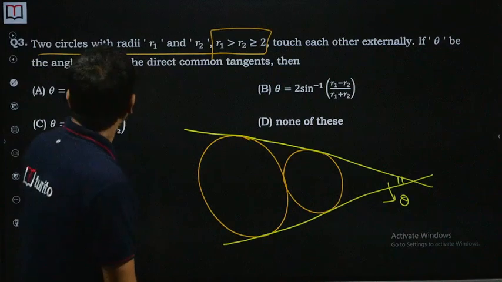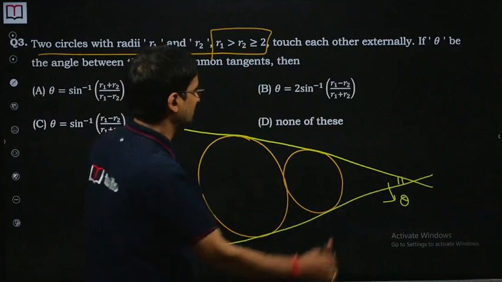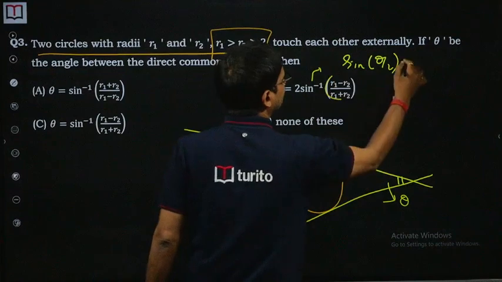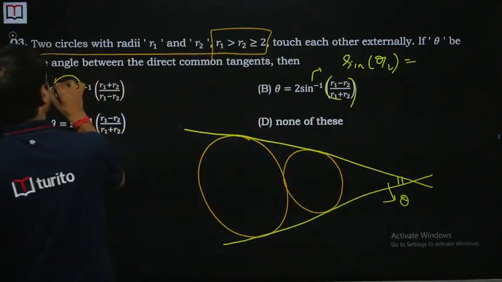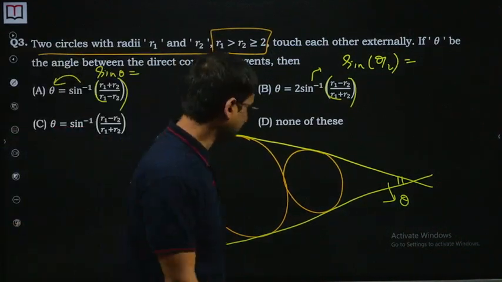That's it. Then we have to find sine theta, or maybe sine theta by 2. If you write it in that term, sine theta by 2 is equal to whatever you have here, or you write it like this: sine theta is equal to whatever you have here. That's what we have to find.